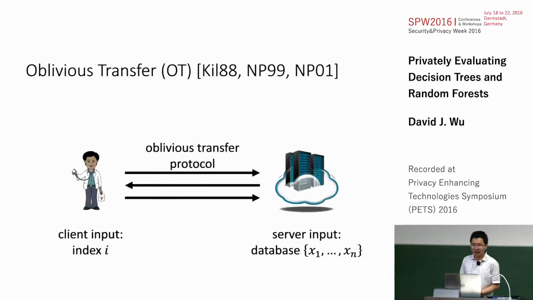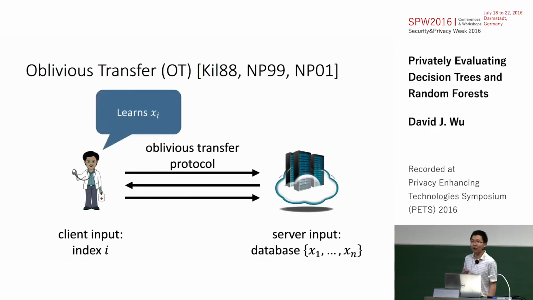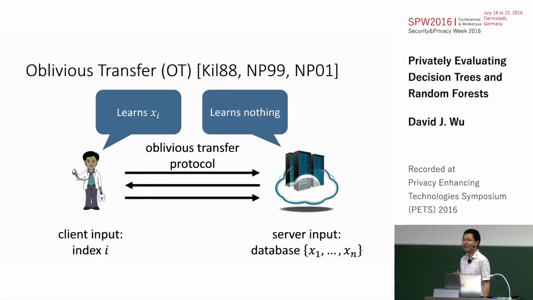Just to recap, an oblivious transfer protocol is also a two-round protocol. It's a two-party computation where the server holds a database of values. So this is a 1 out of n protocol. The server holds a database containing values x1 up to xn, and the client holds a single index i. At the end of the protocol execution, the client learns only xi, the ith record of the server's database, and nothing more about the other entries in the server's database. The server learns nothing. In particular, it does not learn which input the client requested.